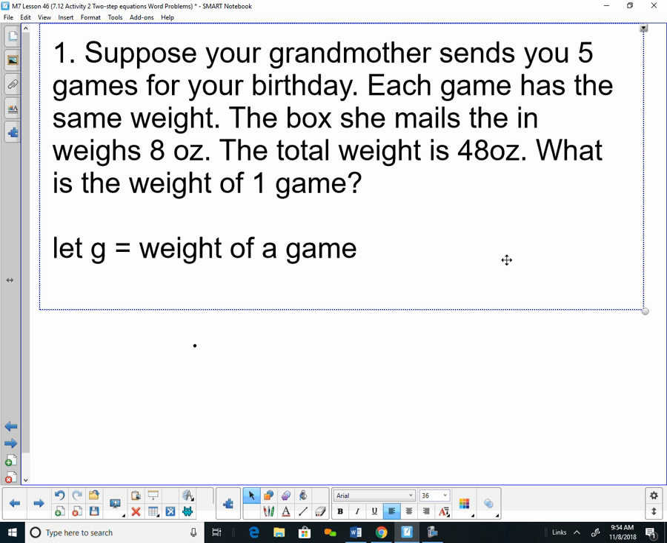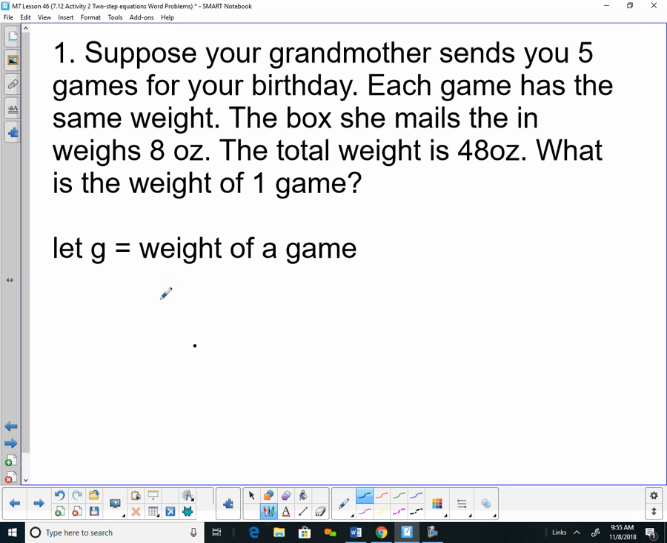Well, so they identified G as being the weight of a game. How many games did she send you? Well, it was 5. If each one weighs the same, then we're going to have 5 times G plus the weight of the box that she mailed it in, which was 8 ounces. And then the total weight is 48. So 5 games, each weighing the same, plus the 8-ounce box, and when she mailed it, the total weight was 48.